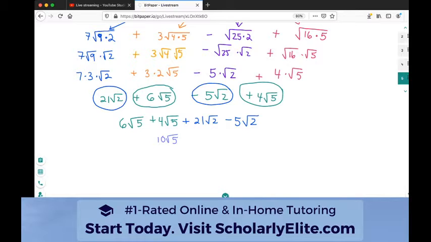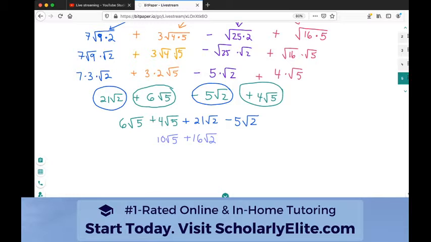Oh, okay. I wrote the original question down wrong, but we've been following the steps that we wrote correctly, so it doesn't really matter. Everything we've done so far makes sense. And then we've got 21 minus 5, which is going to be positive 16 root 2.